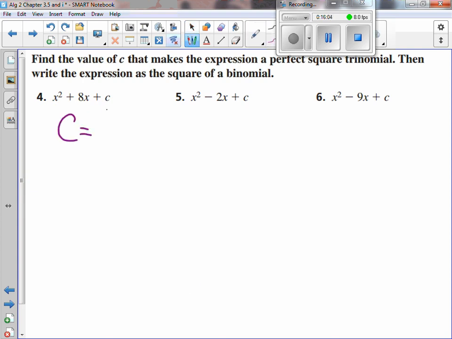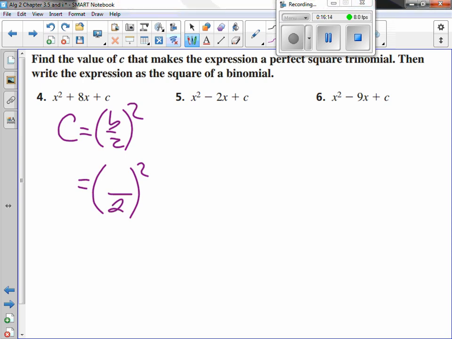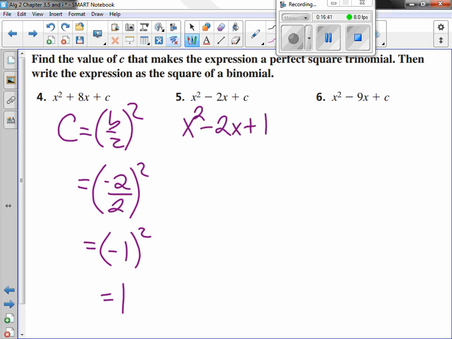So again, c is equal to (b over 2) squared. For this one, x squared minus 2x plus c, the value of b is negative 2. It wouldn't be positive, it's going to be negative 2, because it takes the sign with it. Now, negative 2 divided by 2 is negative 1, which becomes positive 1 when squared. So we have x squared minus 2x plus 1.